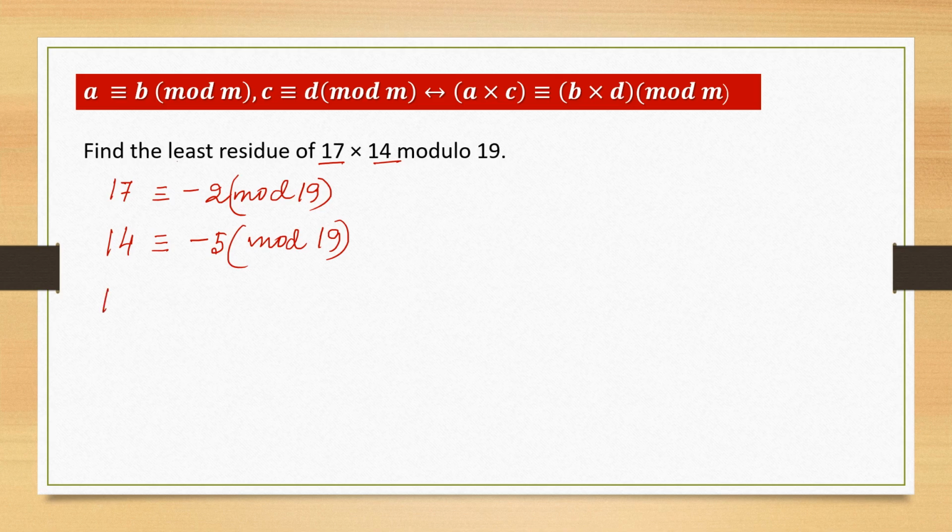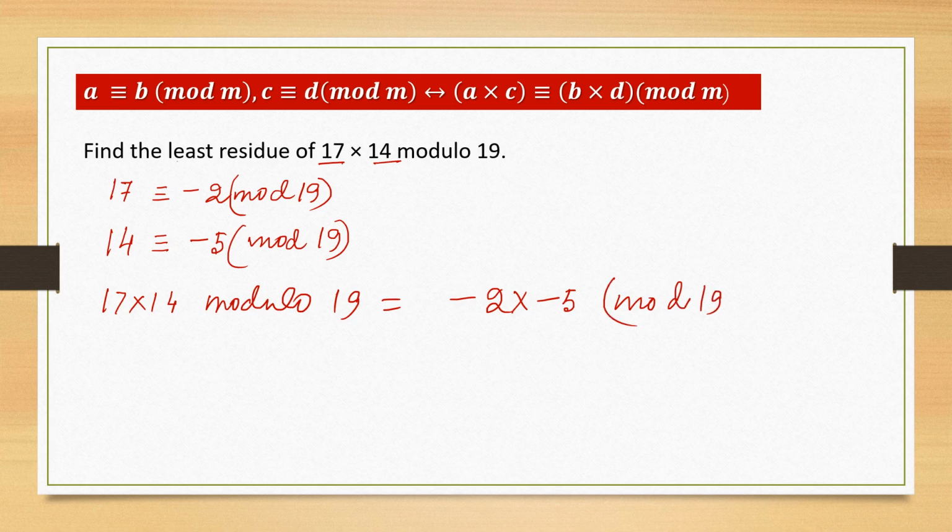Now, when I write 17 multiplied by 14 modulo 19, it is the same as negative 2 multiplied by negative 5 modulo 19. So this is equal to 10 modulo 19. 10 modulo 19, 10 is the remainder, or the least residue is 10.